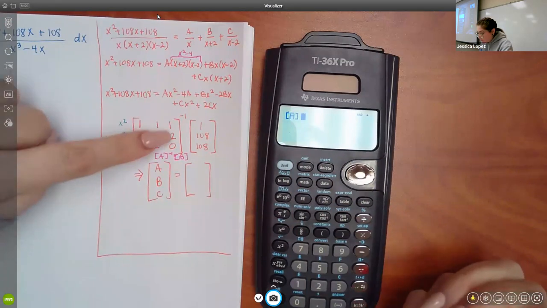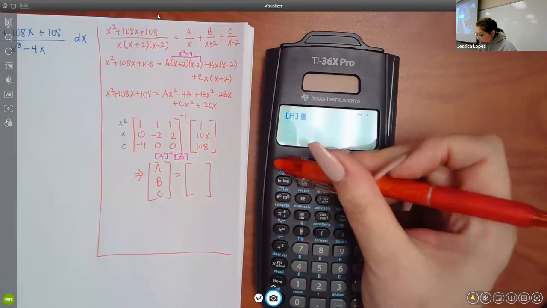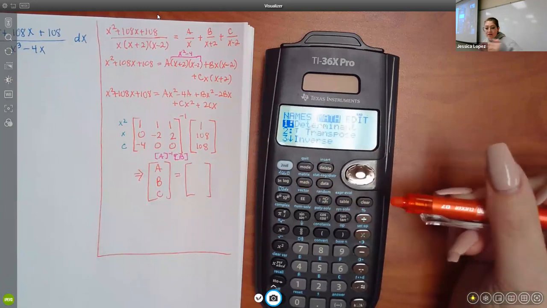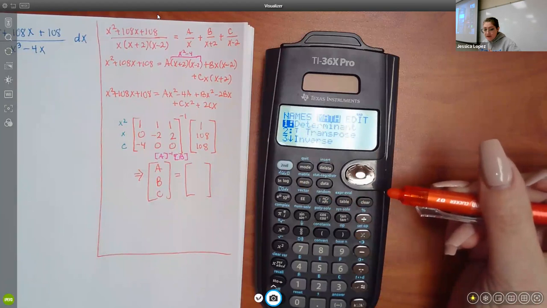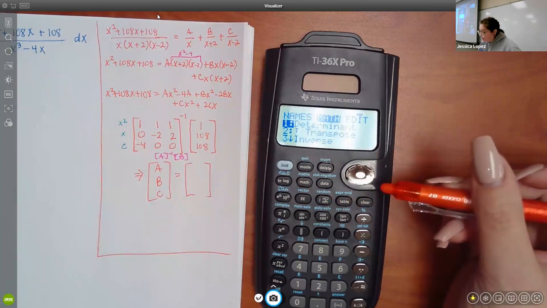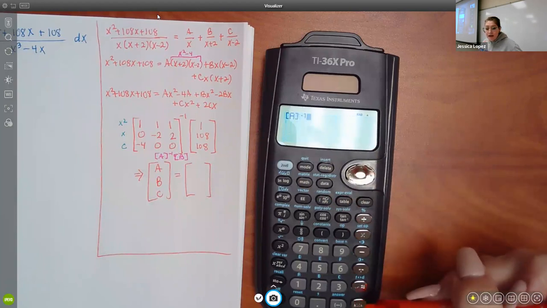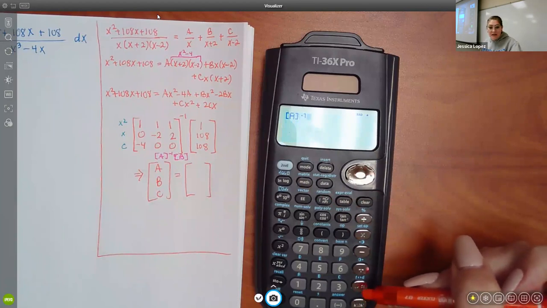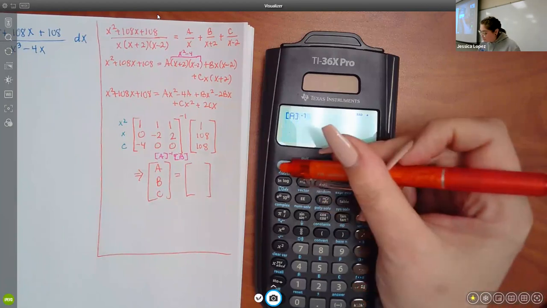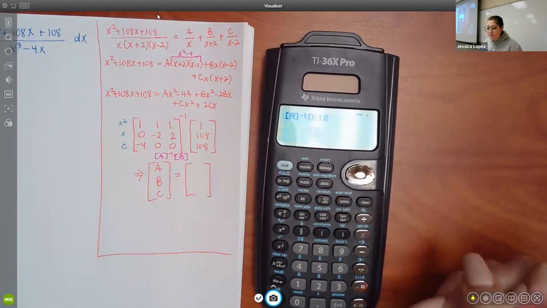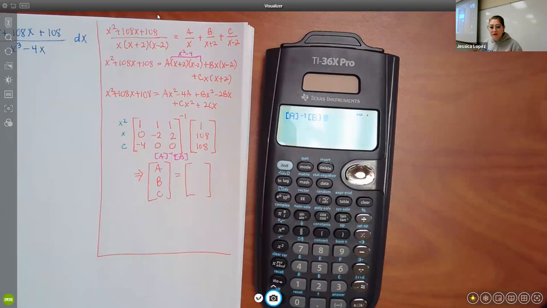But I want that little inverse symbol. So we're going to go second matrix again and scoot over to math. This is all the things that you could do with your matrices. And the one I want is the inverse. So I'm going to go down to inverse and hit enter. And then see how it pops up that little negative 1, but I need B next to this. So we'll do second matrix and then go to B and hit enter. So it puts it on the screen. Now that all of that's in there, we're just going to hit enter.